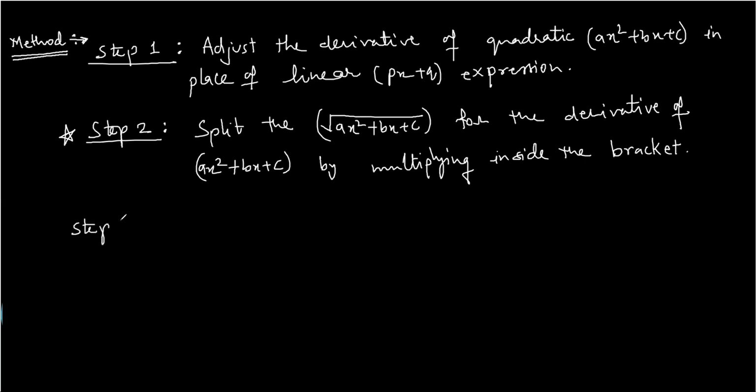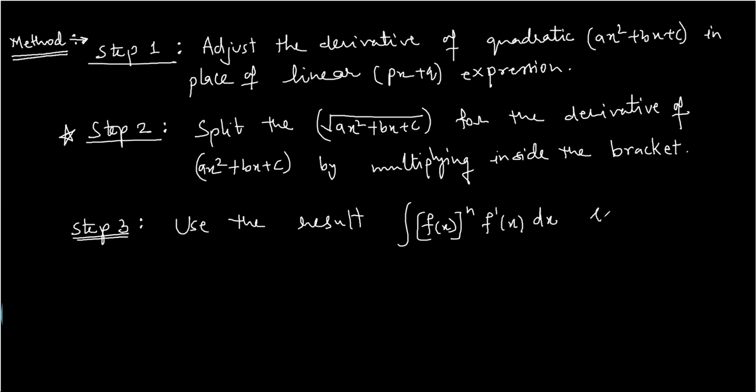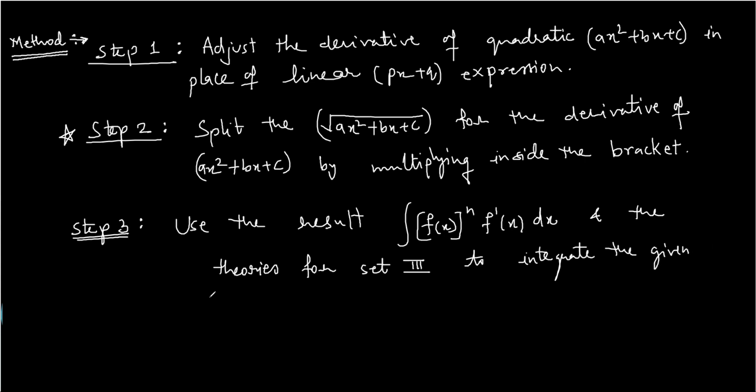And then we have step 3. Step 3 is: use the result integral f of x raised to n into f dash x dx, and the theories from set 3, to integrate the given integral.